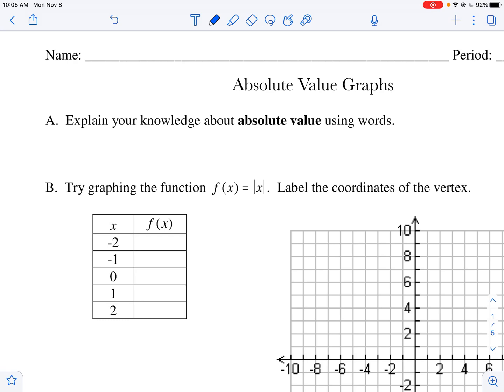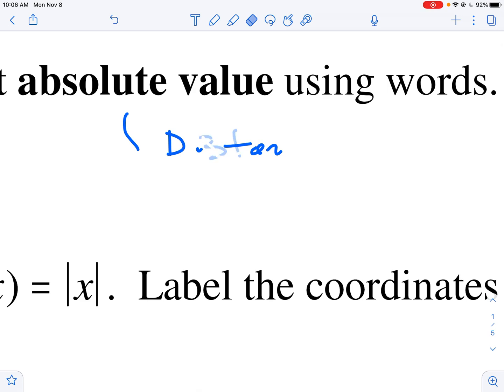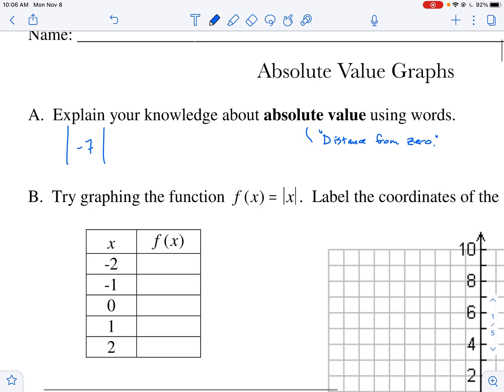First things first is talking about what absolute value even means. Do you remember what absolute value means? It's got the vertical lines, and you'll have a number inside. Hopefully you remember, but absolute value means distance from zero. That's your mathematical definition of absolute value. It's how far that thing is from zero.